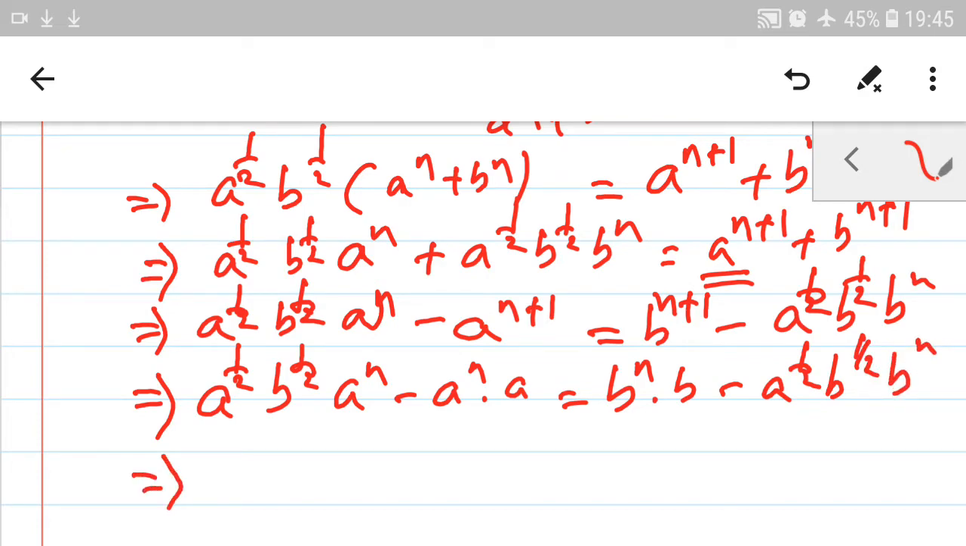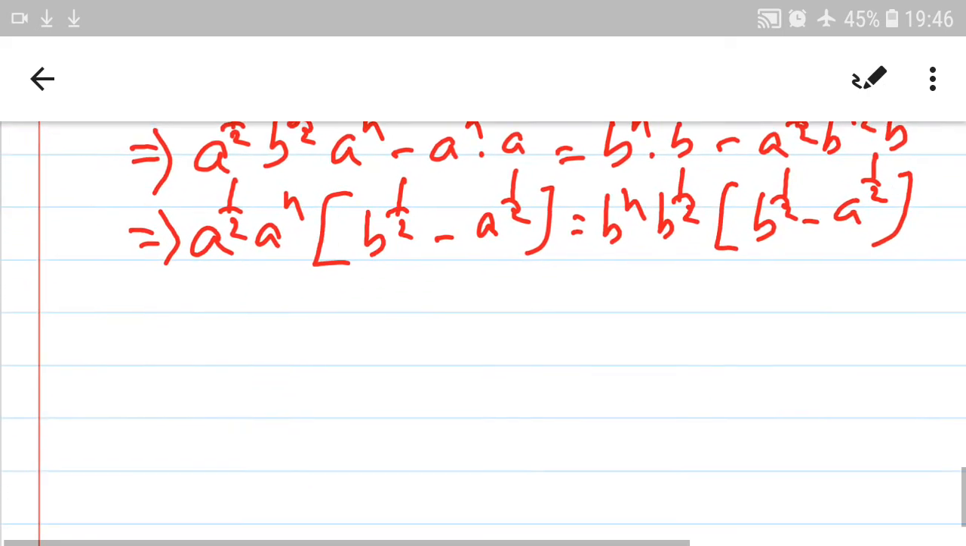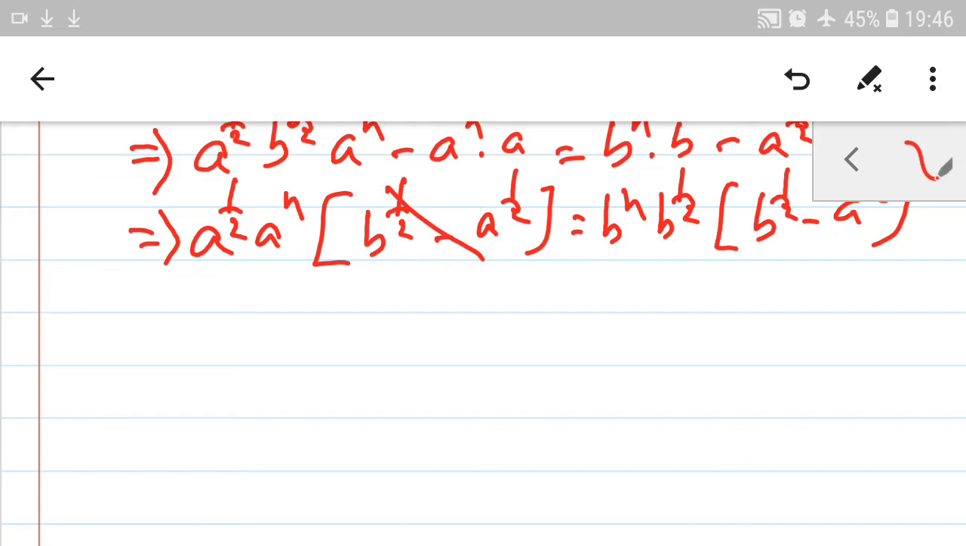Now take common. I can take A to the power half into A to the power n common from this. What will be left is B to the power half minus A to the power half. Similarly, I can take B to the power n into B to the power half common. What will be left is B to the power half minus A to the power half. If it is so, then I can proceed. Here these two get cancelled simply. Now I can write A to the power n plus half is equal to B to the power n plus half.